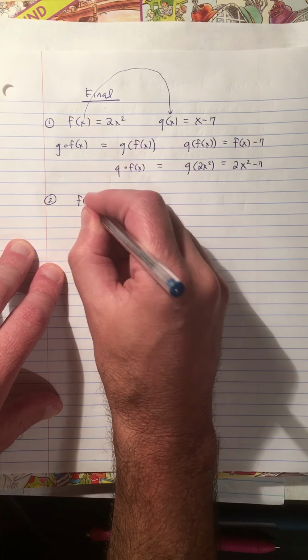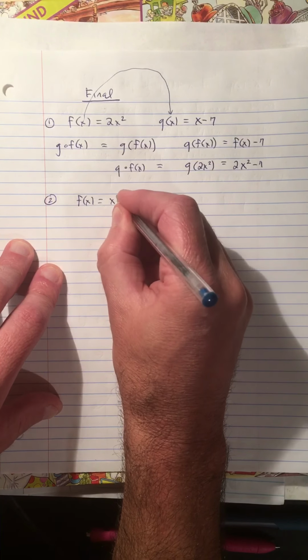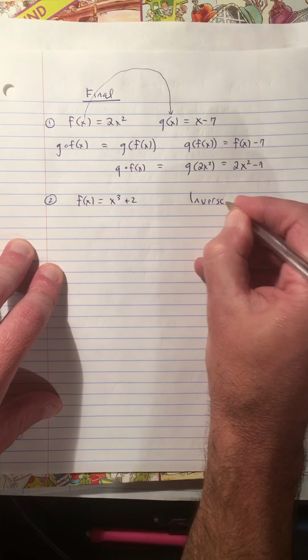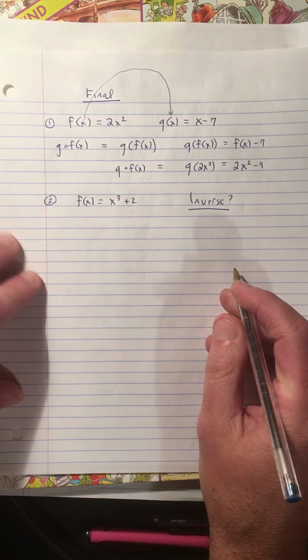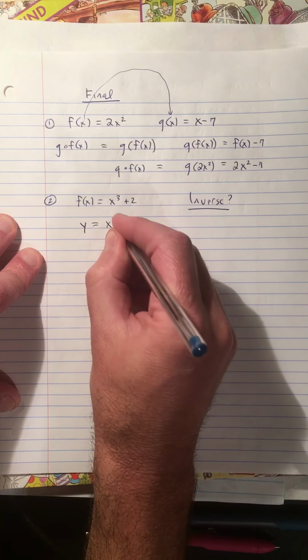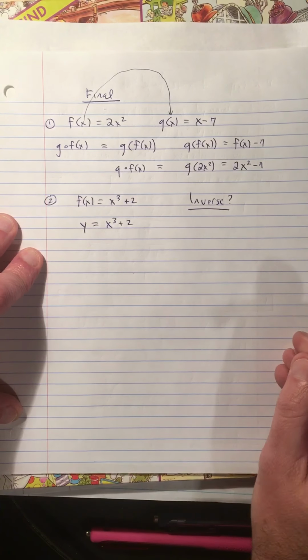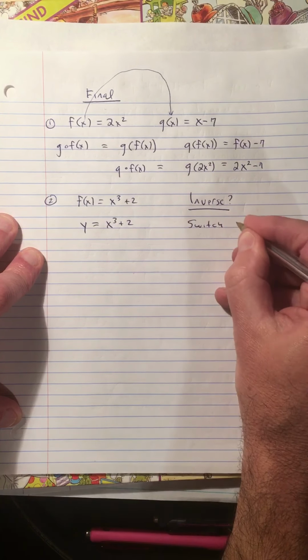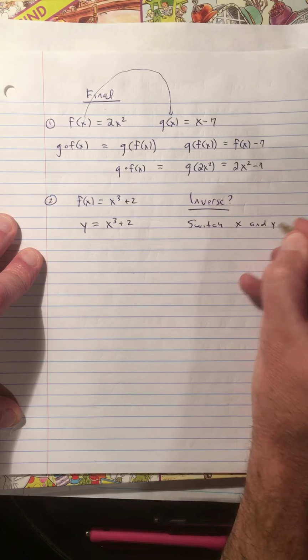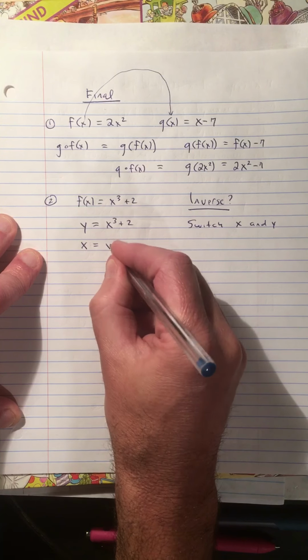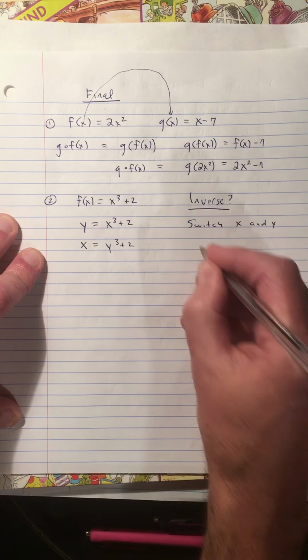Somebody may give you this. Hey, f of x equals x to the third plus 2. Find the inverse. Okay, so call f of x, call it y equals x to the third plus 2. Now, switch x and y. So y, let's call it x, equals y to the third plus 2.